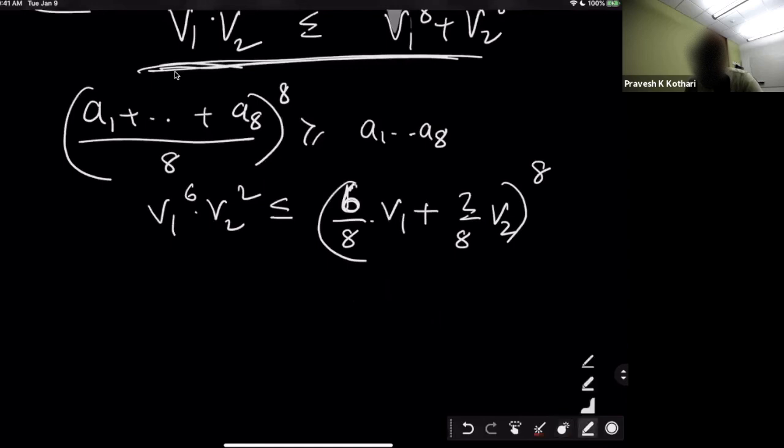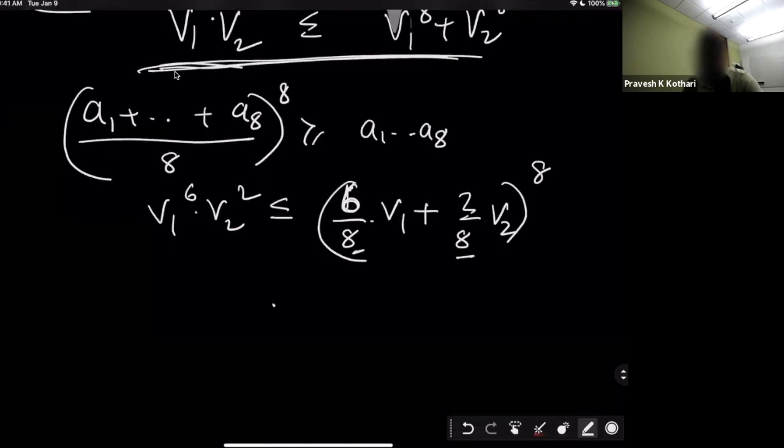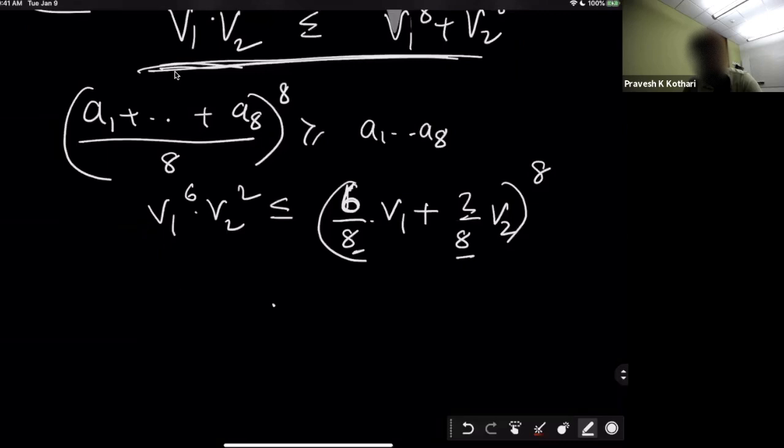Okay, so I'm going to be somewhat sketchy. The way to prove it is to observe that when I expand it out, because I have a convex combination here, 6/8 and 2/8, I'm going to get many terms, and the coefficients of all of these terms add up to at most 1.